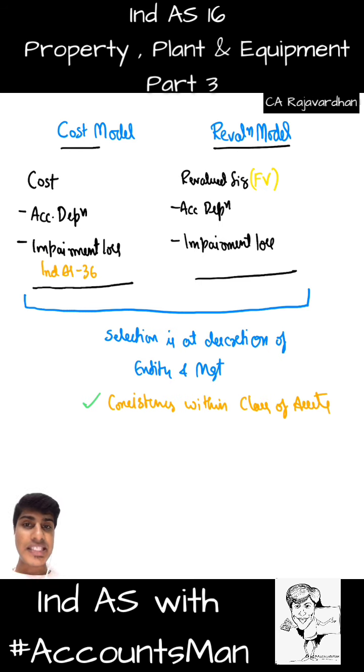No. With the same class of assets you need to follow the same model. So for all the factory buildings one model, and for all the office buildings one model is allowed. Can I follow different models for each of the office buildings? Not allowed. So that is the significant understanding of this class of assets.